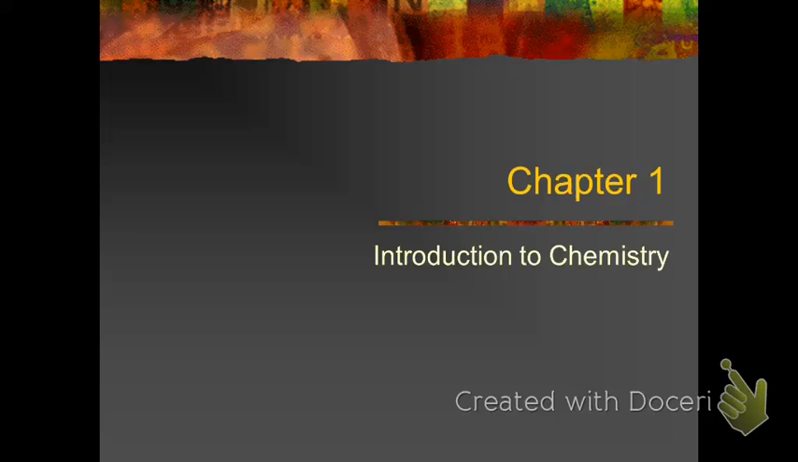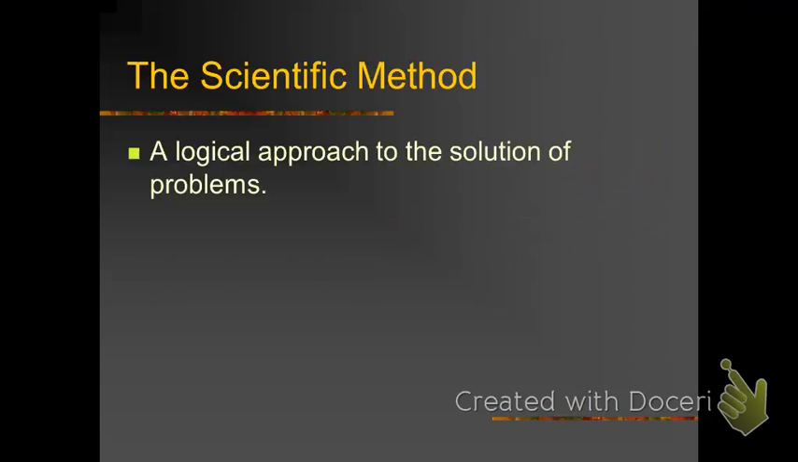Today what we're going to be doing is looking at part of Chapter 1 notes. So as you look at the beginning of it, you'll need to skip down a little bit to where it says the scientific method. So the scientific method is a logical approach to the solutions of problems. You probably heard about the scientific method for the first time when you were in elementary school, and really, not a lot has changed.